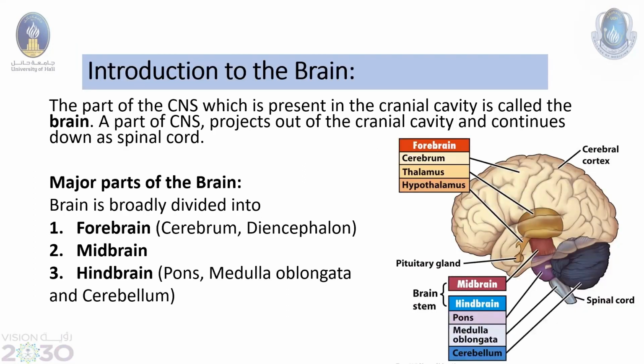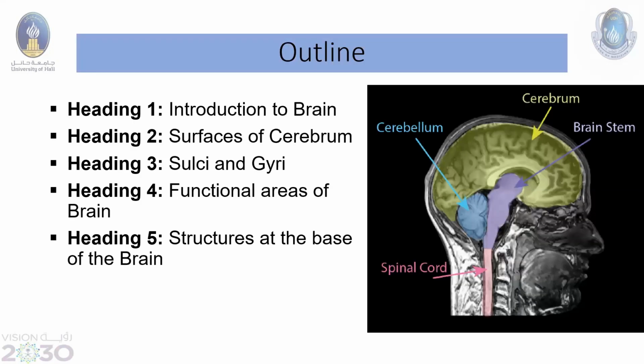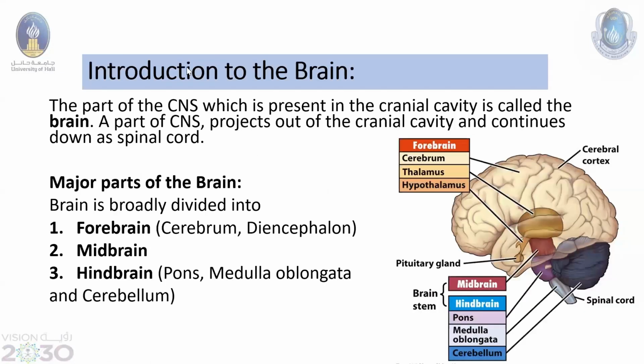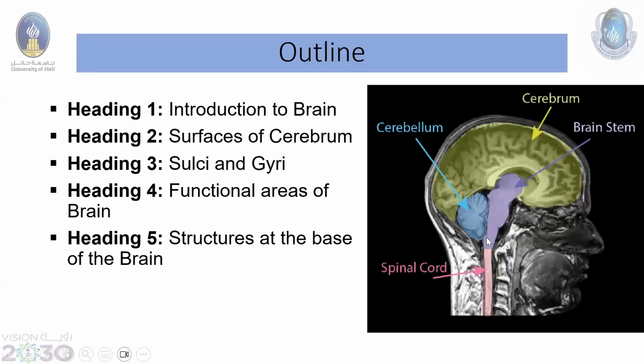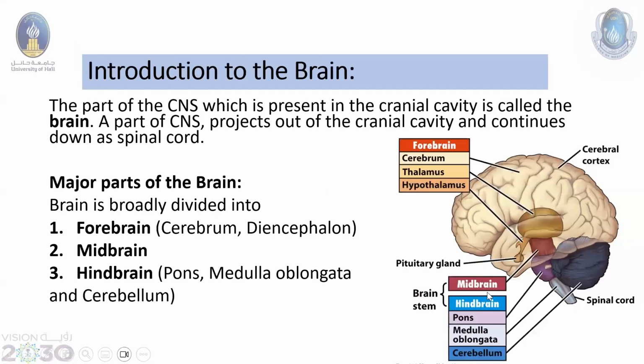So to begin with, a brief introduction to the brain. The part of the central nervous system which is present within the cranial cavity, as you can see here, this is the cranial cavity within which we have some parts of the central nervous system, that will be called the brain. And the part of the CNS which projects out of the cranial cavity from the base and continues down will be called the spinal cord. So the part of the central nervous system within the cranial cavity is the brain, and the part which projects out below continues as the spinal cord.